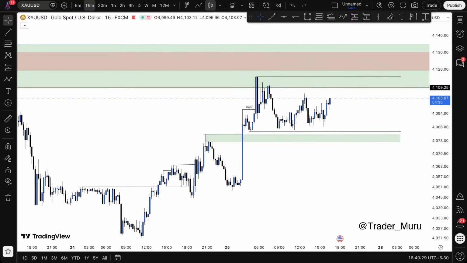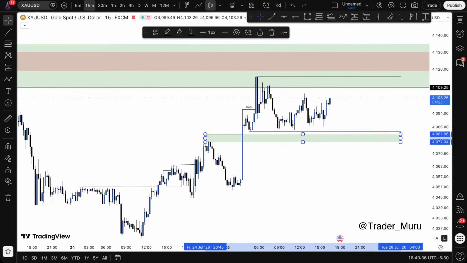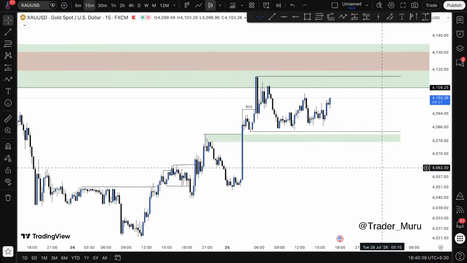What is the price range of that green zone? The price range of this area is 4081 to 4077.